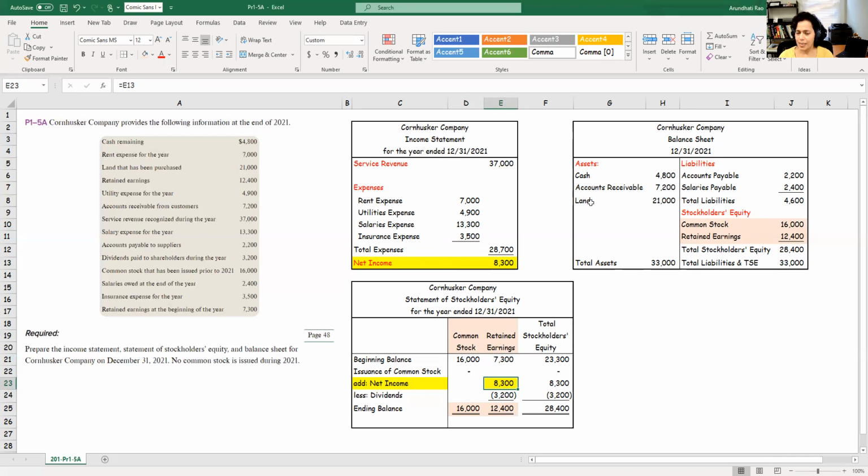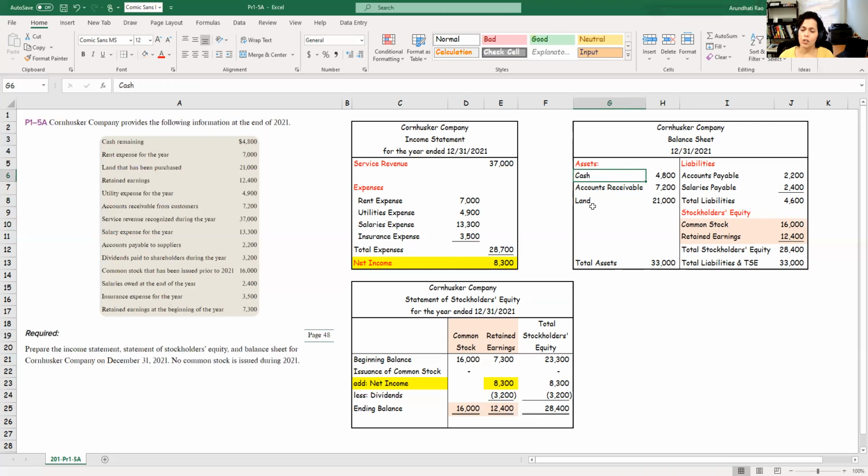For your assets, you have to list them in the order of liquidity. Order of liquidity, which means the most liquid asset first and the least liquid asset last, which is why I put land over here at the third. Cash is already in the most liquid form. It means that's readily acceptable for any transaction, to settle any transaction. Then you go down the list.